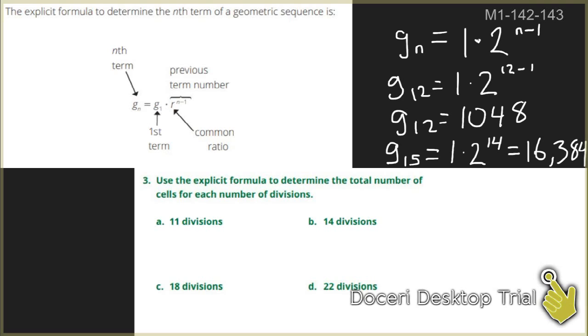Now what I want you to do is find for 18 divisions and 22 divisions. But remember, 18 is the 19th term and 22 divisions is the 23rd term. All right, I'm going to give you just a couple minutes. Ready, go.